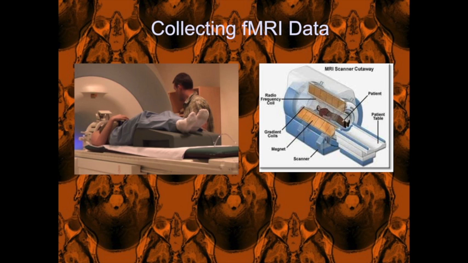The data was collected in a Siemens scanner, and in this case, what you see on the left is the person who's lying prone.